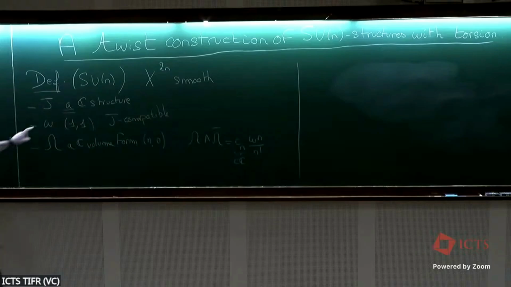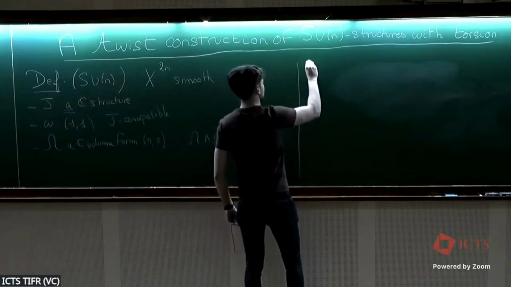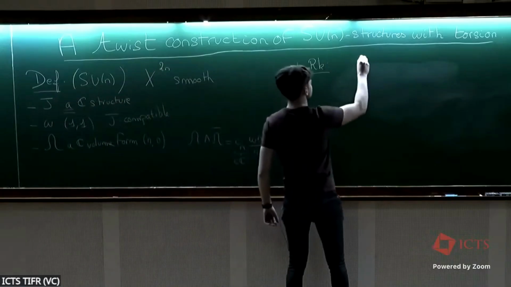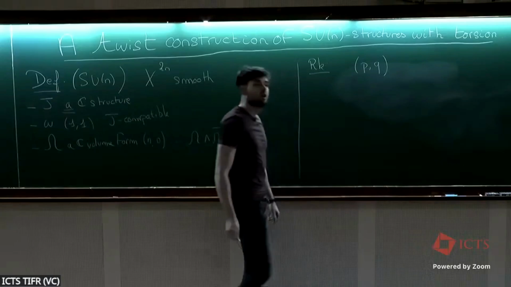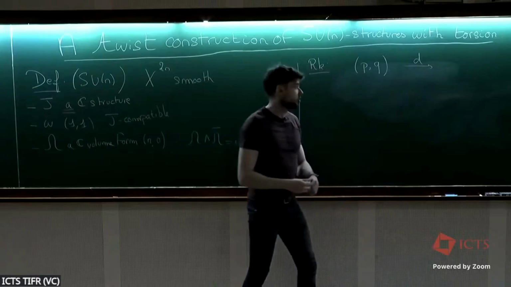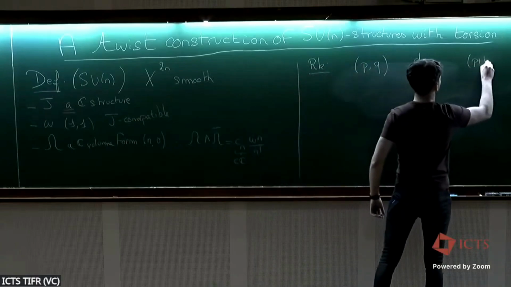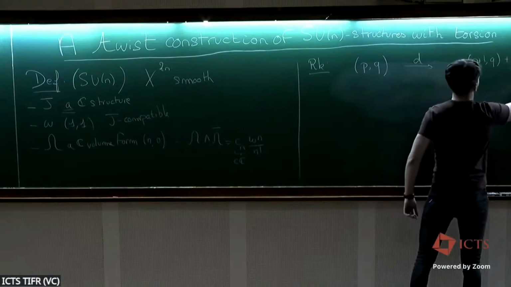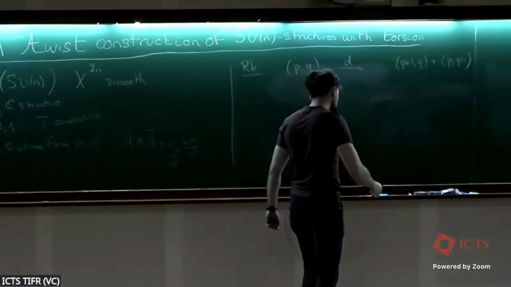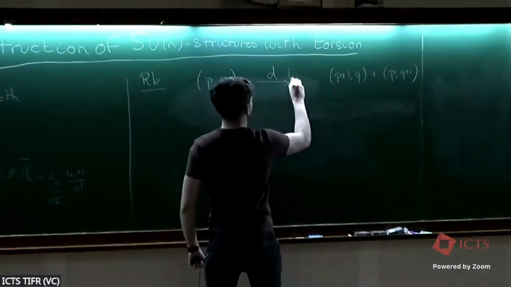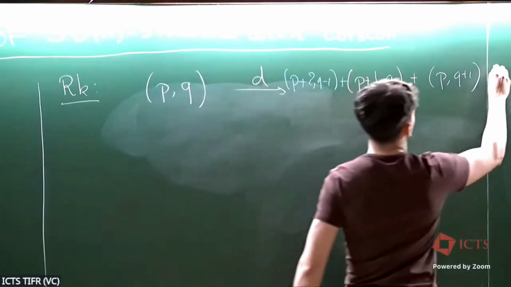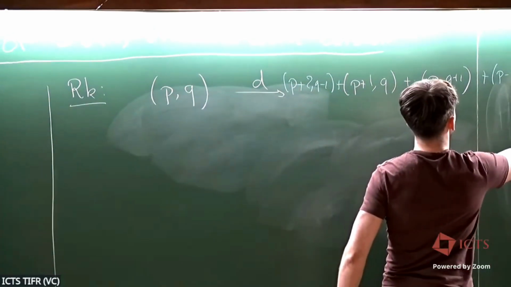I'd like to insist on the fact that my J is almost complex. So the main difference between this and the complex world is the following. Imagine I pick a (p,q) form, and I take its differential. In the complex world, usually you have a (p+1,q) component plus a (p,q+1) component. But it turns out that in the almost complex world, it's no longer true. You may have a (p+2,q-1) component and a (p-1,q+2) component.